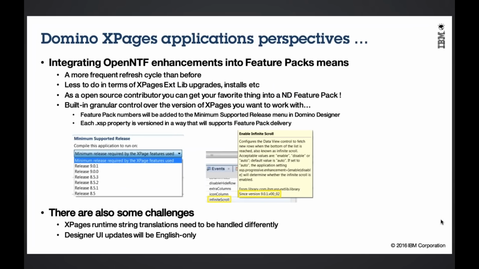So under the minimum release required by XPages, you will see feature packs popping up in that release. And right now, you can see an example of something that was introduced in the second OpenNTF release as a new feature on the data view. That's on the right-hand side of the image there. You can see the infinite scroll capability that was introduced, and that's how we use these versioning numbers that I'm talking about. So my point here is simply that we've had this capability.